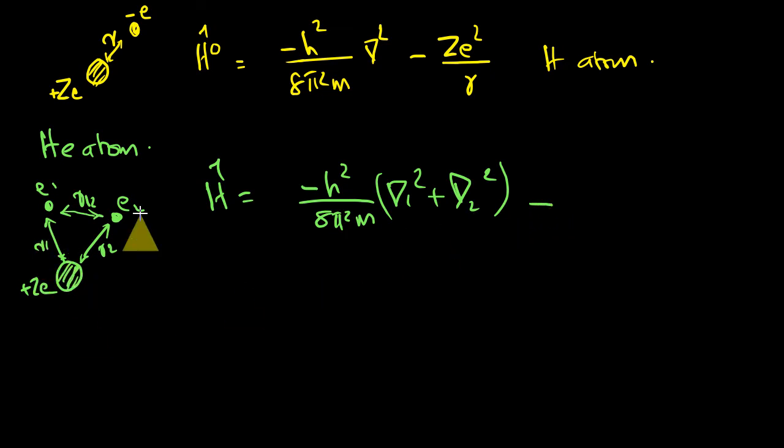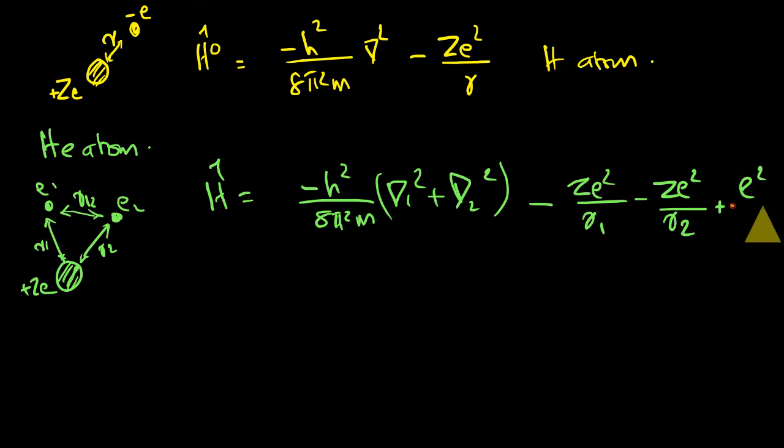Minus then now the potential energy terms. The attractive potential energy terms are between electron 1 and the nucleus. So that is equal to minus Ze square divided by r1. The next attractive potential energy term is between electron 2 and the nucleus, and that is also minus Ze square divided by r2. Okay, and there is an electron repulsion, and that is plus e square divided by r12. Okay, so this is the Hamiltonian for the helium atom.